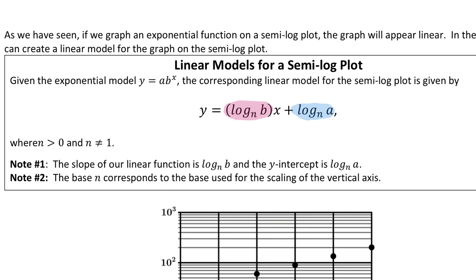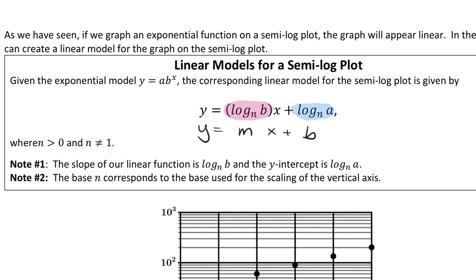In Algebra 1, when you wrote linear equations, what's the form of the equation you use the most? Oh, snap. So y equals mx plus b. We're writing the same kind of function. However, the slope is not represented by the fraction m anymore. It's represented by the logarithm base n of b. The y-intercept, which confusingly is using the letter b, it's not the same b, it's your y-intercept, is represented now by log base n of a.